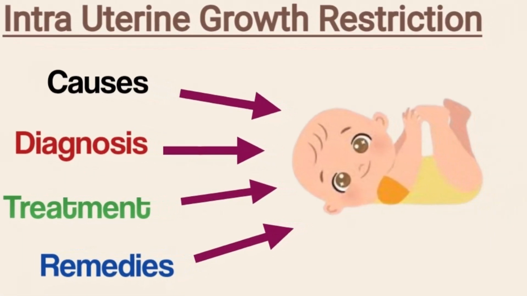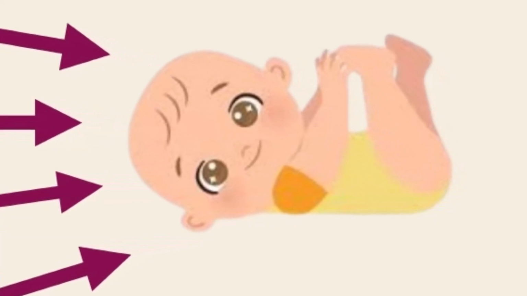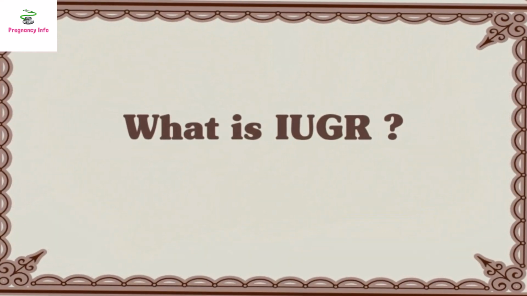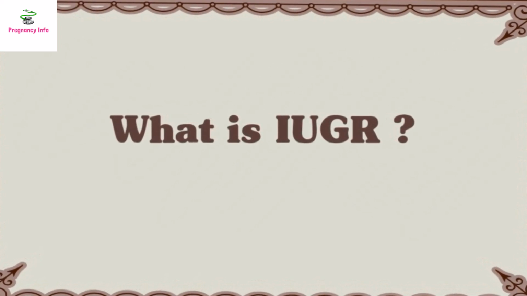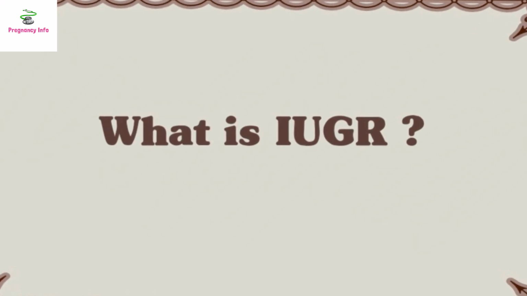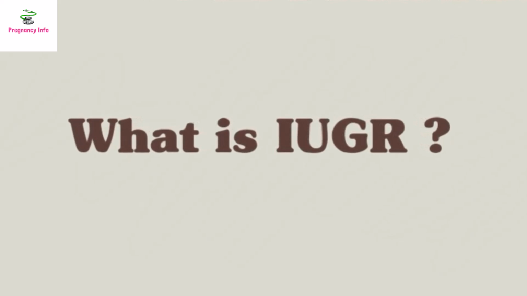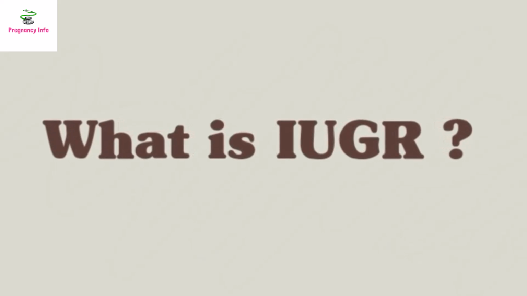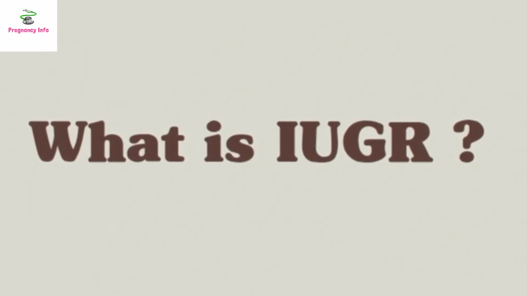Today we are going to discuss the causes, treatment and everything about IUGR, Intrauterine Growth Restriction. What is IUGR? Intrauterine growth restriction is a condition where a fetus is smaller than expected for the number of weeks of pregnancy. It occurs when the baby doesn't grow at a normal rate inside the womb, often leading to a low birth weight. Babies with IUGR are at a high risk of health complications both during pregnancy and after birth. The growth restriction can affect the baby's overall development and ability to thrive once born.